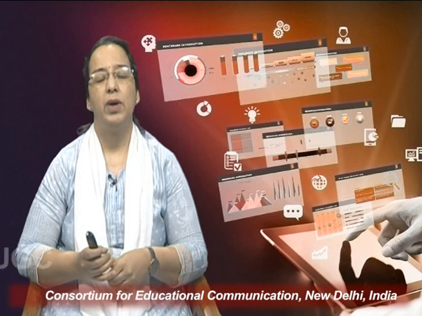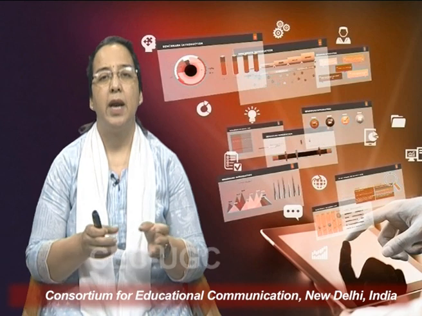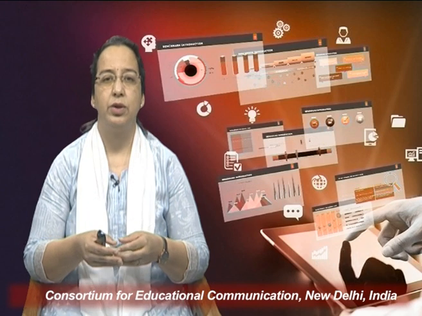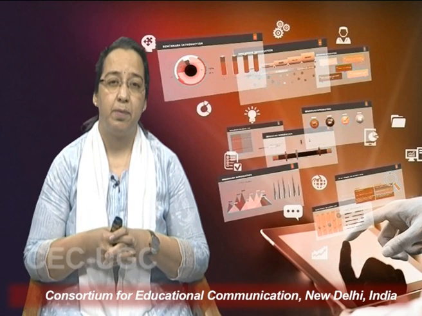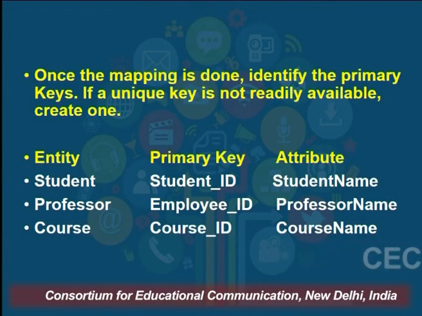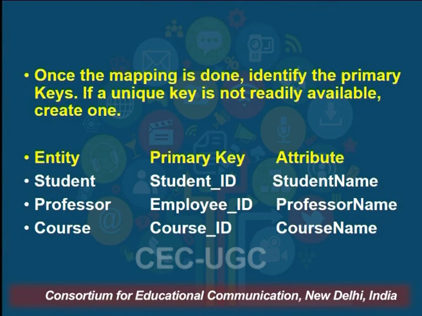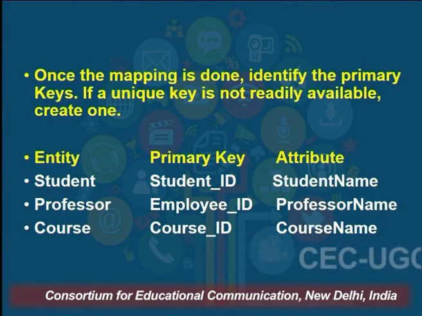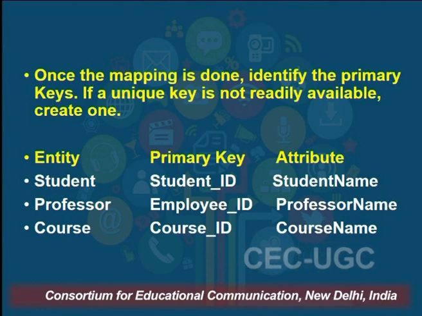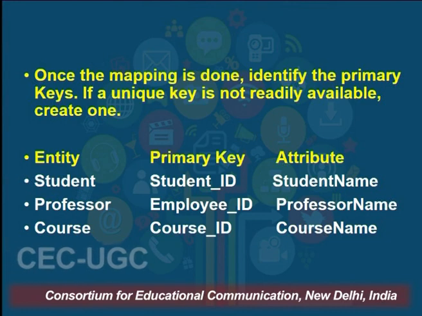So here, once this relationship and entity mapping is done, we have identified some attributes also. We need to identify the primary key, or we can say we need to identify the unique key. Even if the unique key is not readily available, one must create it. So for example, in case of a student as an entity, we have the primary key as a student ID. Other attributes along with this are the student name, and there can be many others.